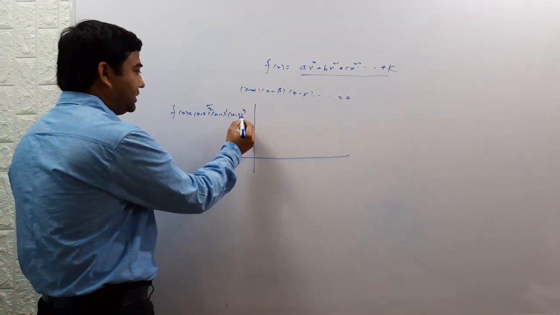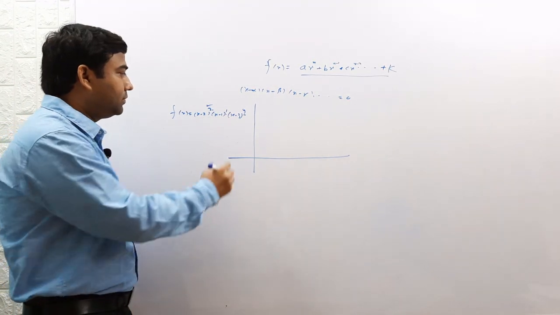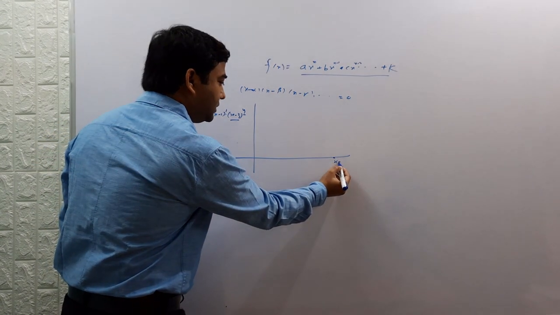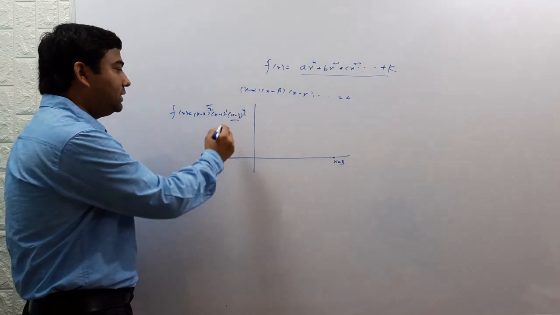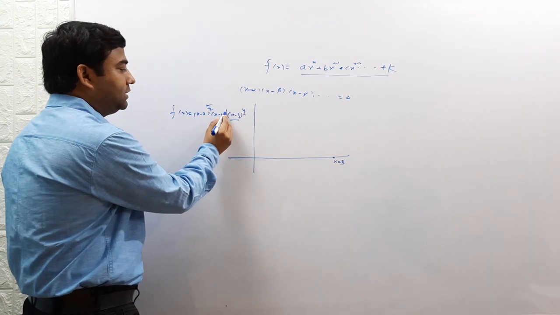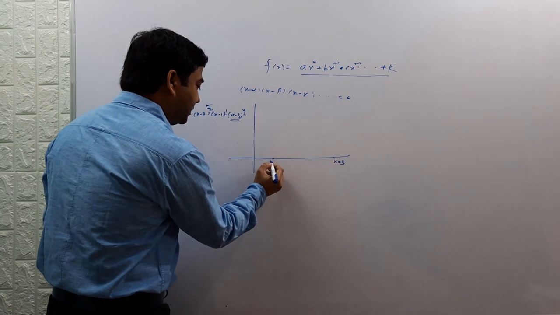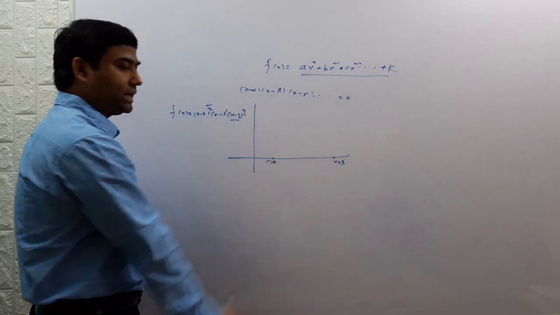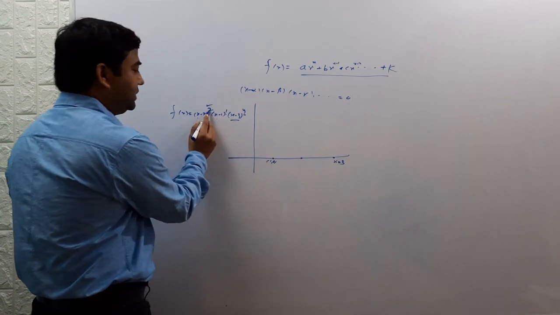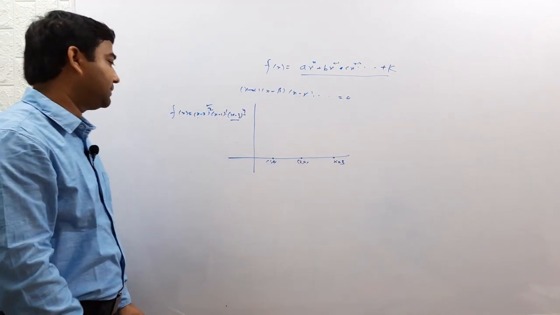So here you will see multiplicity 4, this is an even number. So at this point x equal to 3, the function will only touch the x-axis. For x equal to 1, multiplicity is 1, which is odd. At x equal to 1, this will cross the x-axis. Similarly, x equal to 2, multiplicity is even, so it will touch the x-axis.